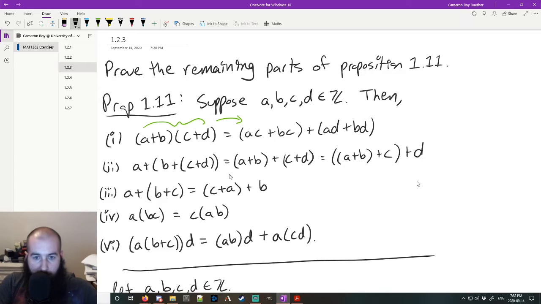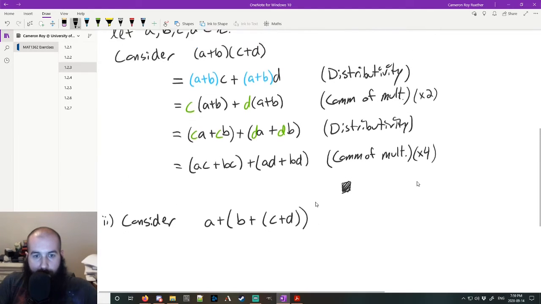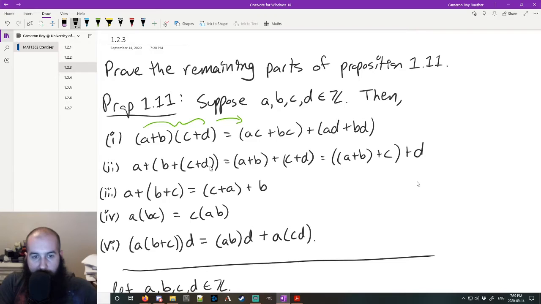Part 2 is this here. So let's start by considering this expression. Like this. Now, the order of a, b, c, and d is not changing in any of these expressions. The only thing that's changing is the brackets are being put into different positions, and the axiom that deals with where brackets go is associativity. In this case, it'll be associativity of addition. So that's what we'll be applying.